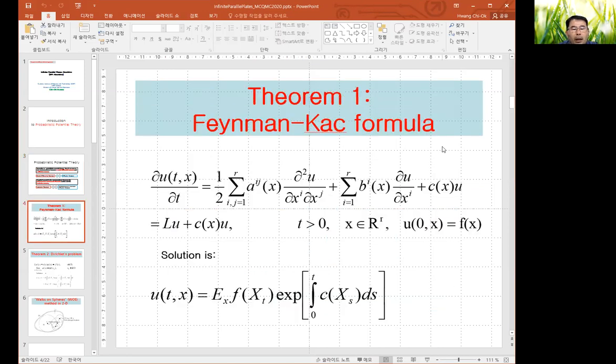If you see this theorem called the Feynman-Kac algorithm, let's say we have an initial value problem right here. The initial value is given by this f of x. Now let's see the solution form at time t at location x. This solution depends on the path integral of the diffusion process x of t, and this diffusion process corresponds to the differential operator.